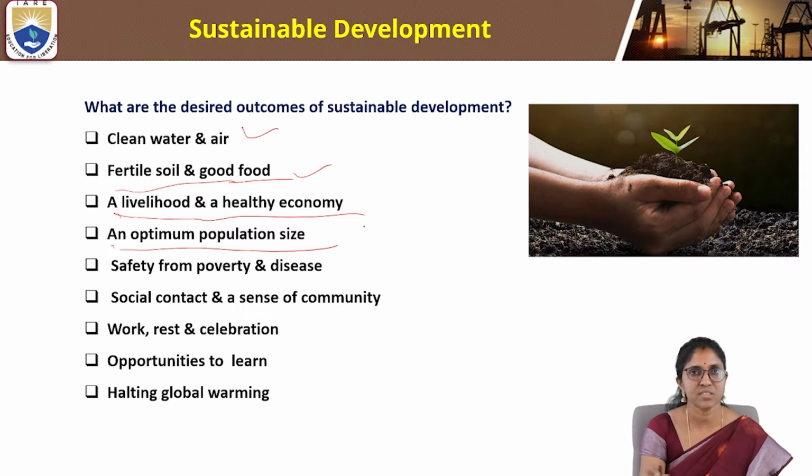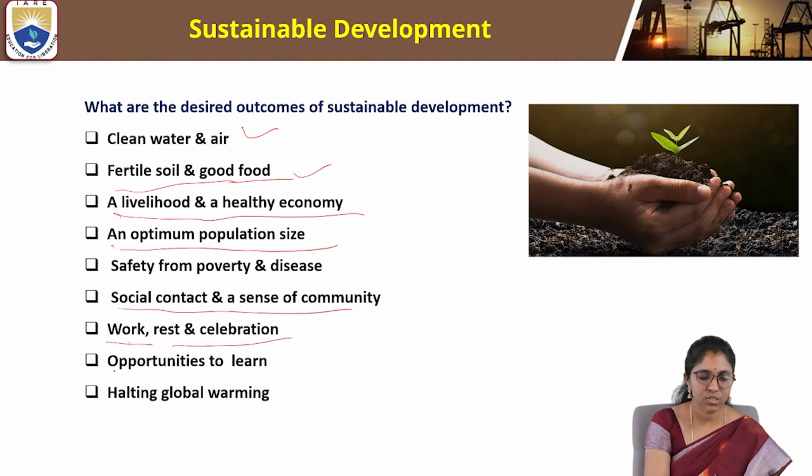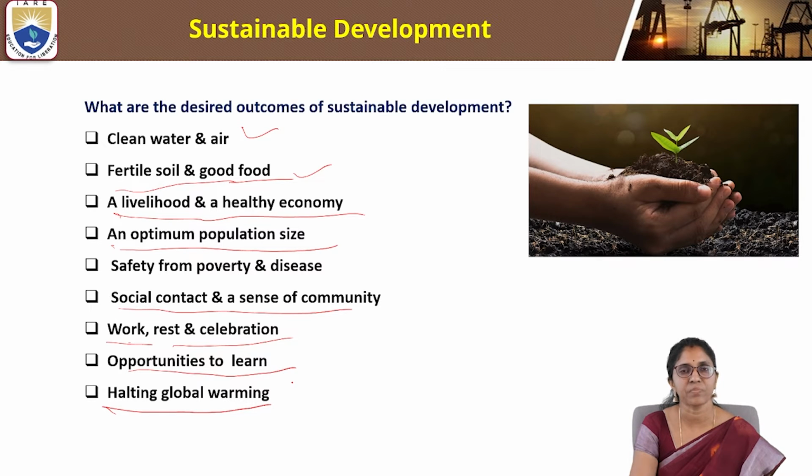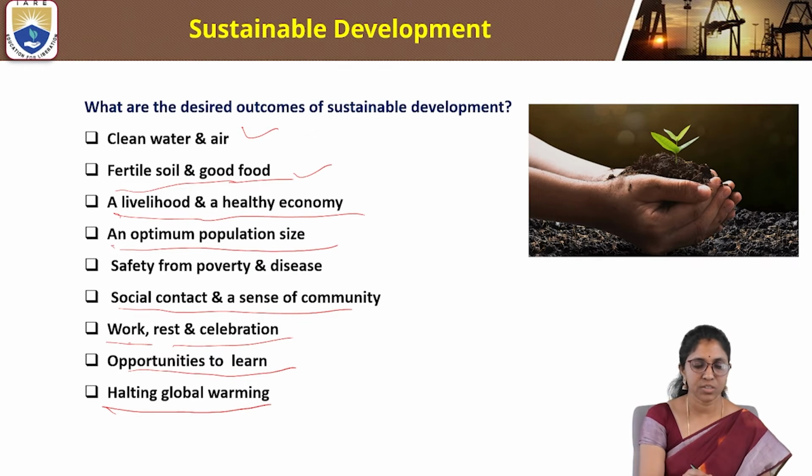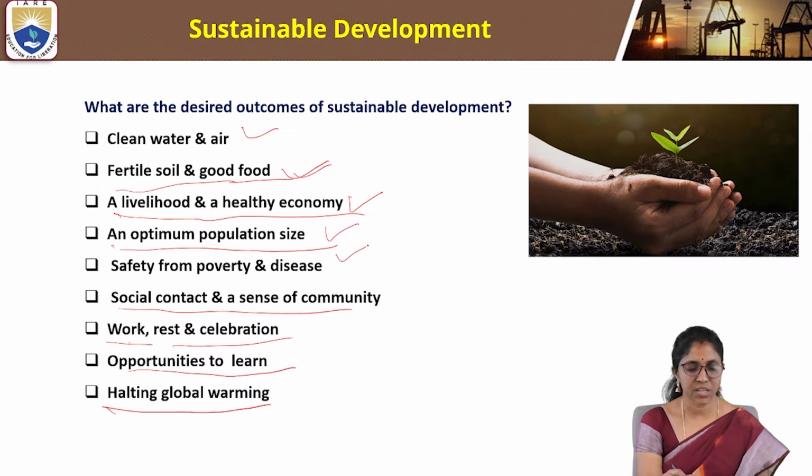And an optimum population size, safety from poverty and disease, social contact and a sense of community, work, rest and celebration, opportunities to learn, and halting global warming. We can halt global warming by using sustainable development and sustainable processes. So by this we can get these outcomes: clean water and clean air, fertile soil and good food, livelihood and healthy economy, an optimum population size, safety from poverty and disease, social contact and sense of community, work, rest and celebration, opportunities to learn, and halting global warming.